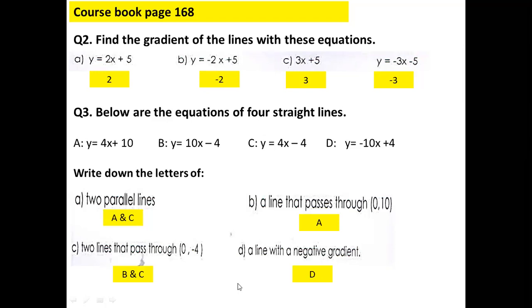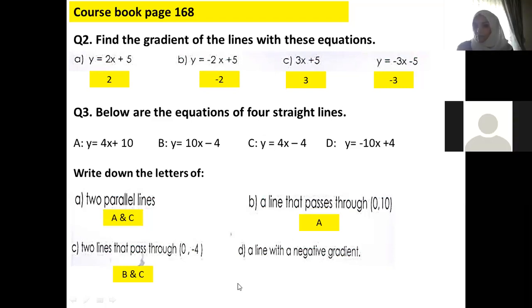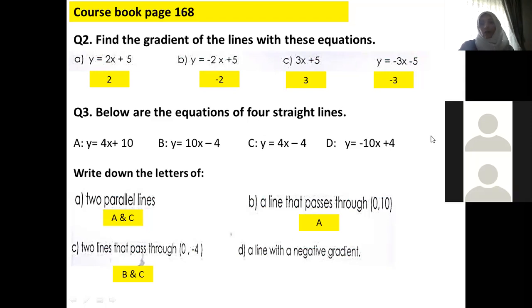And the last one, they have a negative gradient. Which is the only line with a negative gradient? Sarah Al-Asmar: D. It's line D. That is right. Thank you very much.